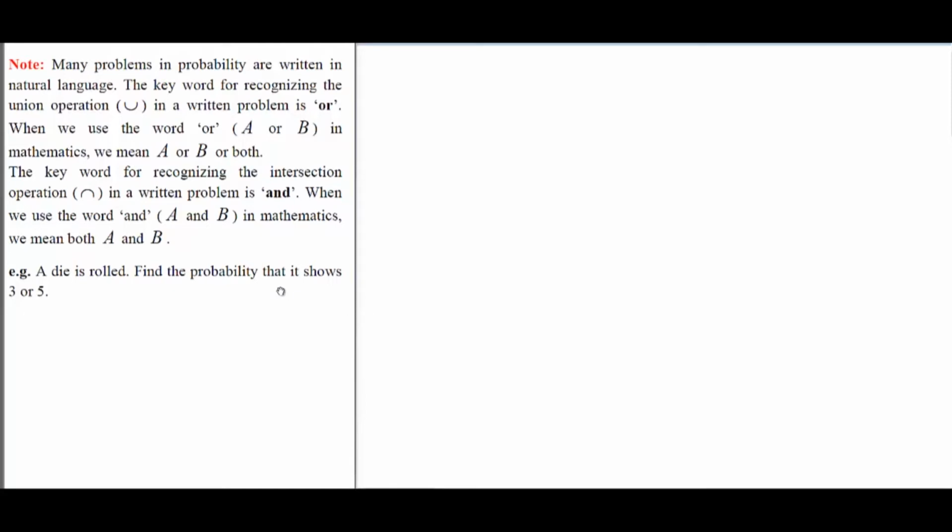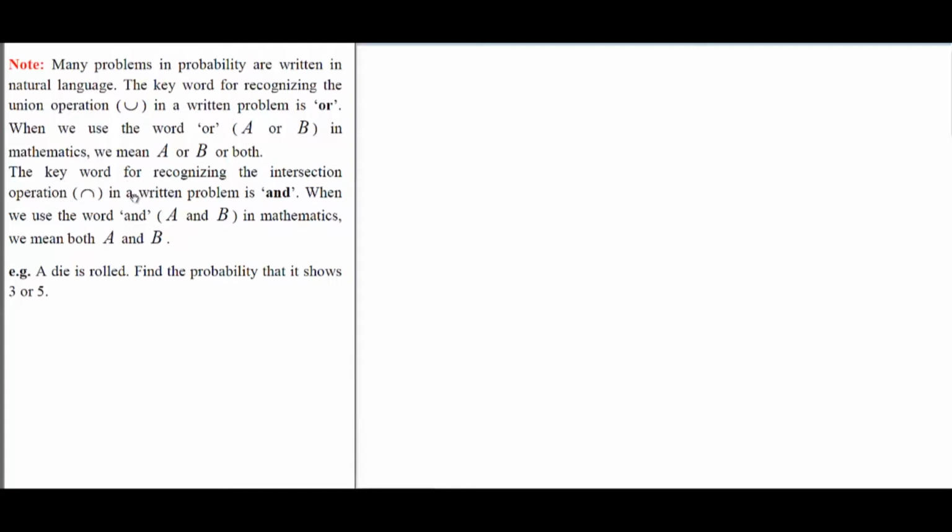Here we say that we will use the rules for solving probability problems, but most probability problems are written in natural language. So in this case, we should translate this natural language into algebraic expressions. For example, one keyword for recognizing the union operation in a written problem is "or". It means that when the event A or B is written in a problem, we should change it to union, or think of it as union.